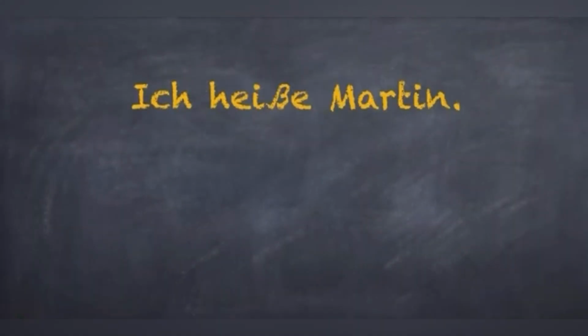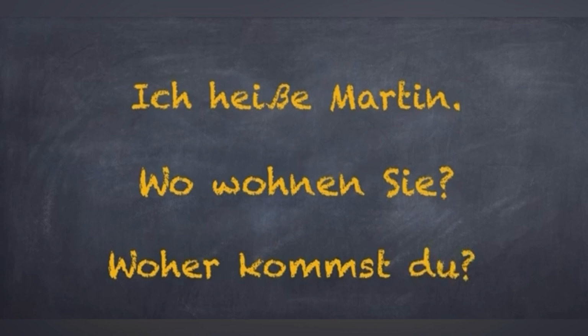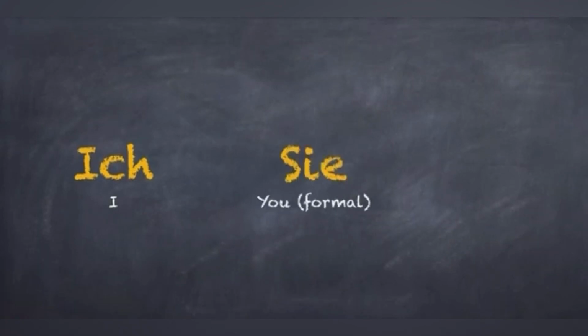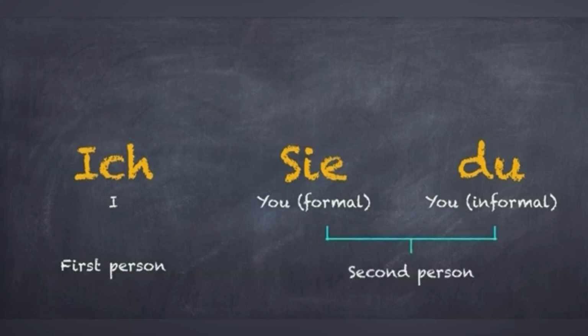Let's first look at three very common sentences you have already learned. Ich heiße Martin. Wo wohnen Sie? Woher kommst du? Now let's pick up the pronouns in each of these sentences. When I'm talking about myself, ich is the pronoun for the first person. When we are talking about the second person, then we use the pronouns du and Sie. These pronouns have been discussed in lesson 7.